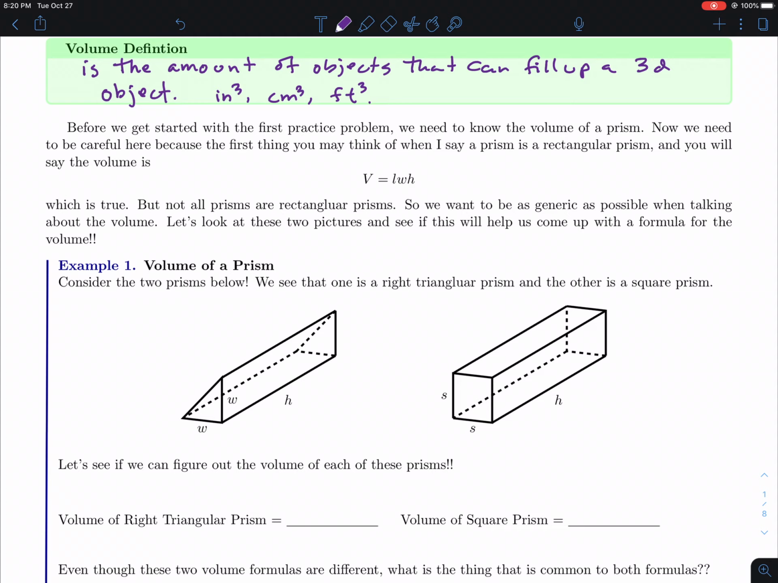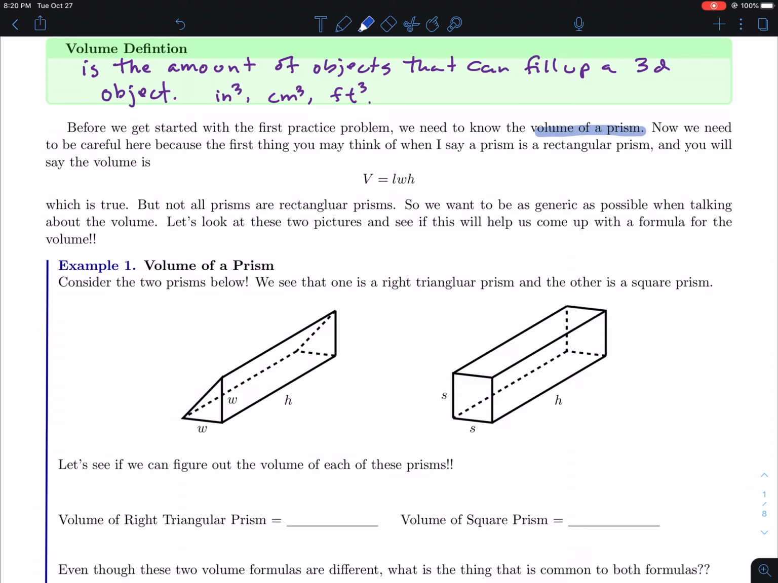Now be careful when you think of prism. If you remember when we studied this a while ago, prisms are a lot of different types of shapes. A prism is based off of its base. So you can have a square prism, a rectangular prism, a triangular prism, a hexagonal prism, a pentagonal prism. It's all determined by the base itself.